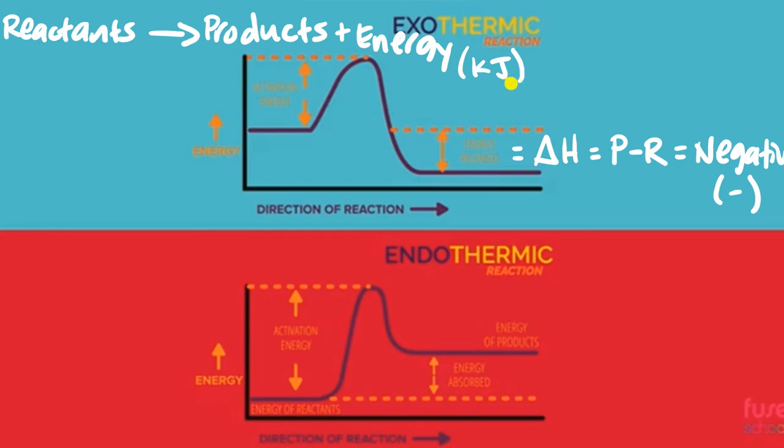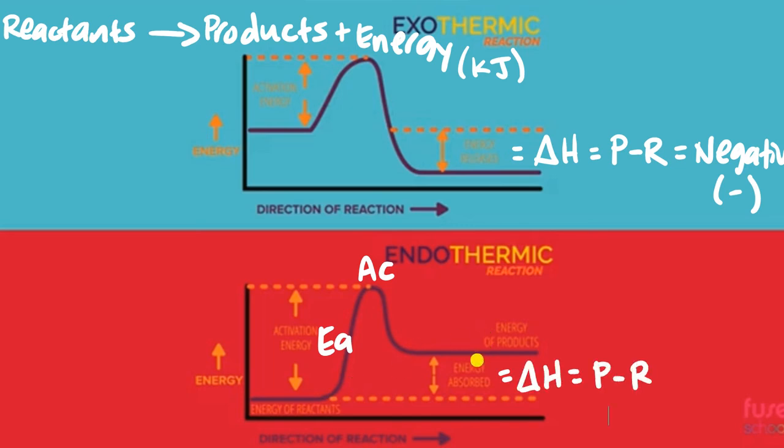Now, if I take a look at the endothermic reaction, notice the difference in shape. We still have reactants on the left. We still have products on the right. We still have that activated complex at the top of our graph. Activation energy is still the difference between the activated complex and down to the reactants. And that delta H is still the products minus the reactants.